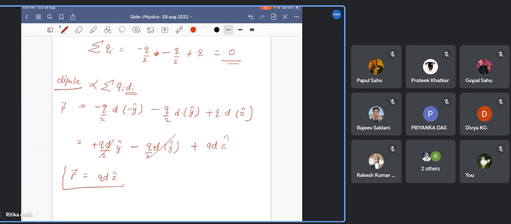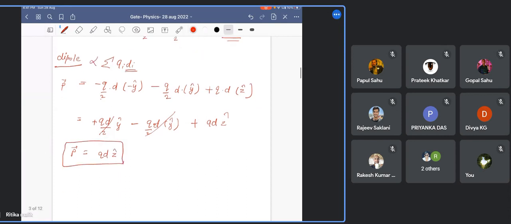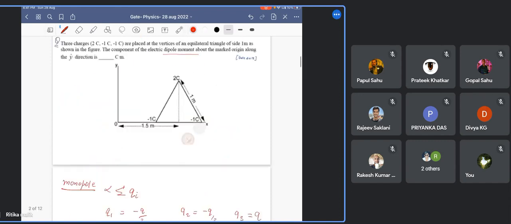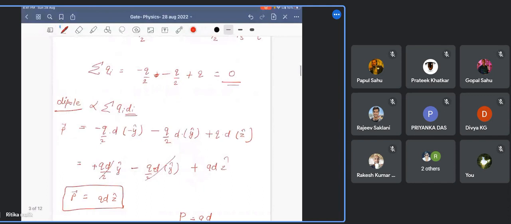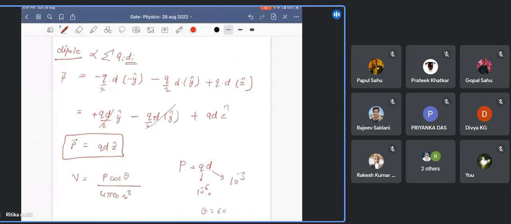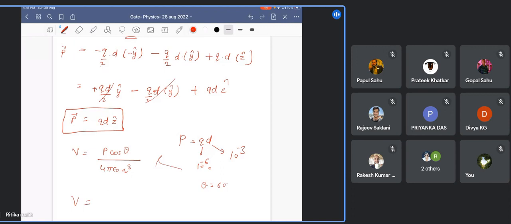So the potential that we are going to calculate is due to the electric dipole. The potential we have calculated is p cos theta upon 4 pi epsilon naught r squared. It's a scalar quantity. We are given p, which is q into d. q is given as 10 raised to power minus 6 coulomb, d is given as 10 raised to power minus 3, and theta is given as 60.